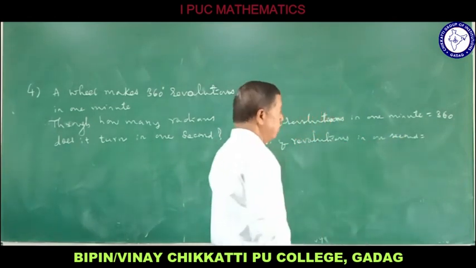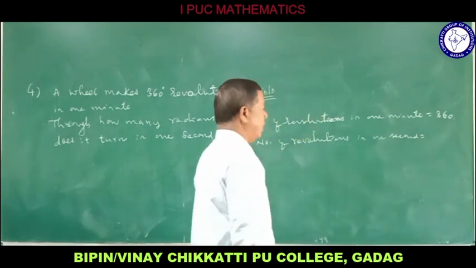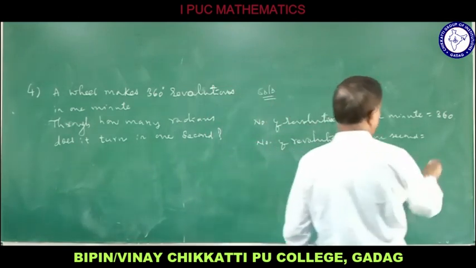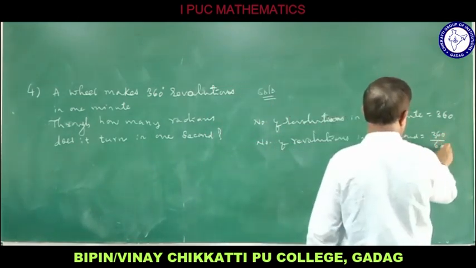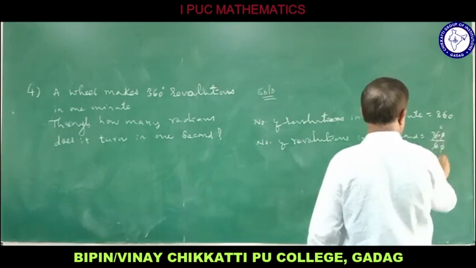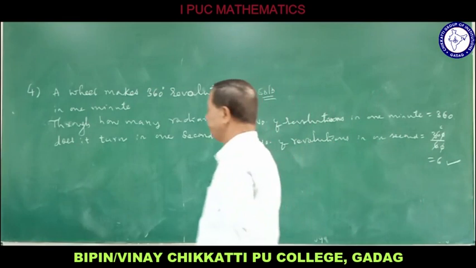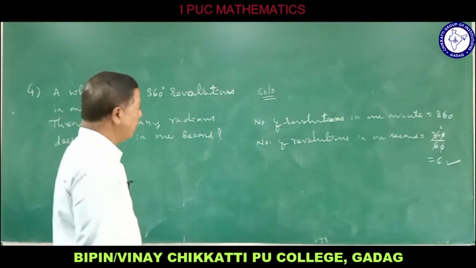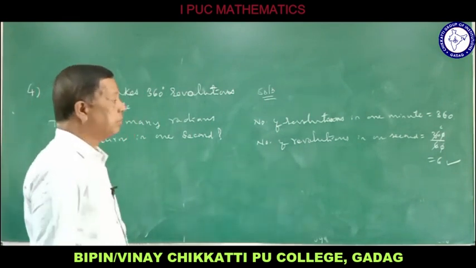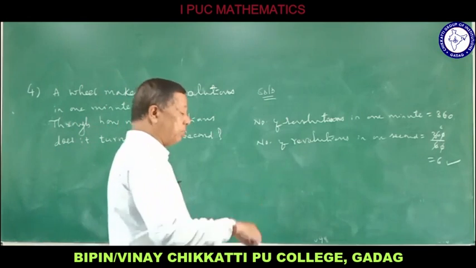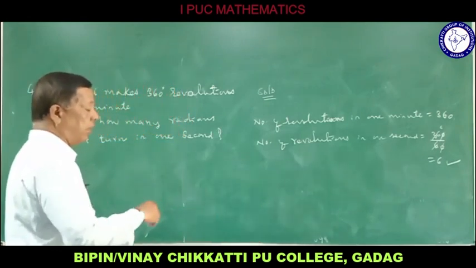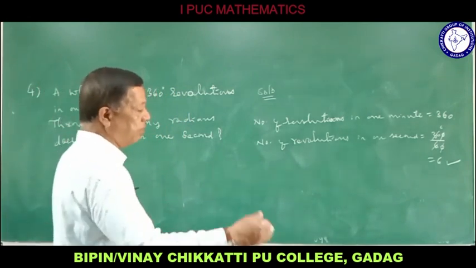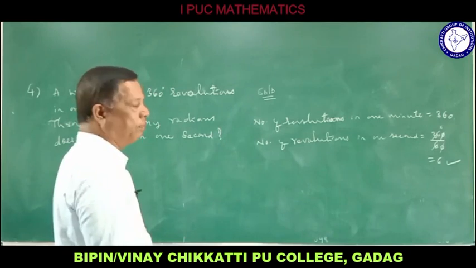So basically in a minute there are 60 seconds, so it is divided by 60, and you should write 360 divided by 60. So 6 sixes are 36, so 6 revolutions in a second. How many? 6 revolutions. But the question is, what is the angle made by those 6 revolutions? First that must be known. In 1 revolution how many radians? That is known, 2 pi. But in 6 revolutions, 6 into 2 pi means 12 pi is the answer.